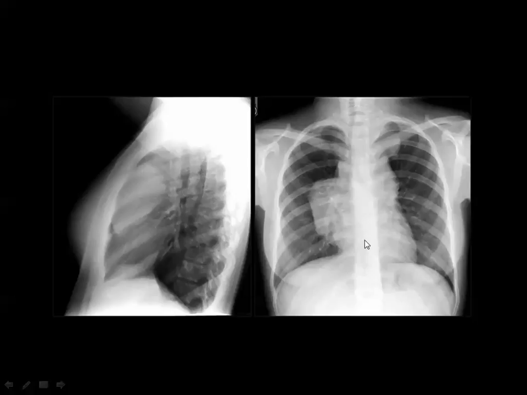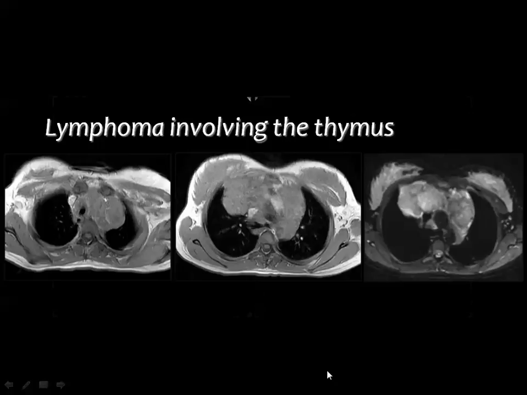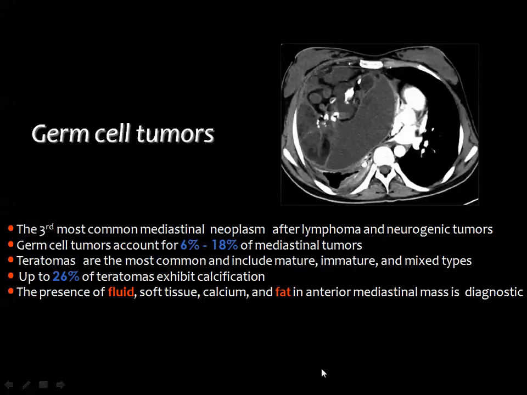In this chest X-ray, there is a mass on the right side of the mediastinum. In the lateral view, the mass is projected anteriorly behind the sternum, and the MRI, and this is T1, and this is T1 post contrast, and this is T2. The mass is big, is located behind the sternum, and this was proved to be lymphoma infiltrating the thymic gland.